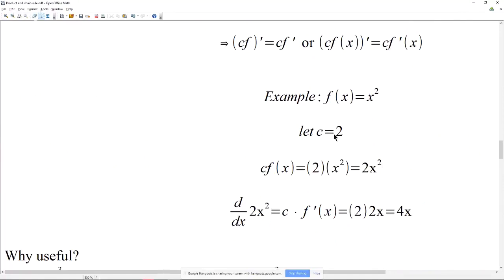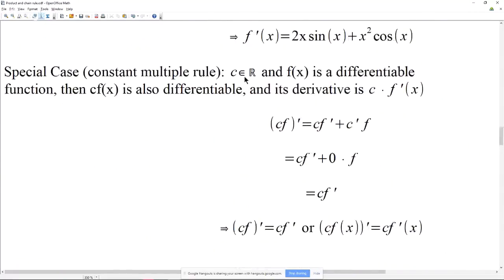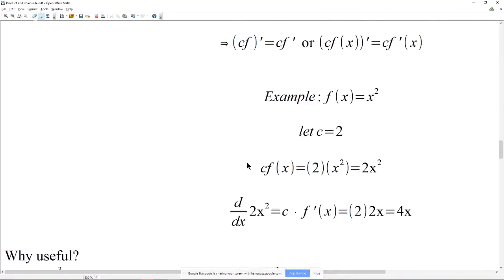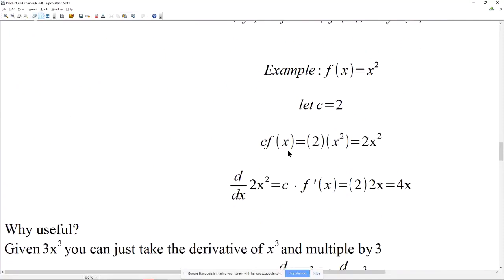So we have a constant, c equals 2. 2 is a real number, so it satisfies the condition: c is an element of the real numbers. I have a constant times a function, so I just stick in 2 times the function, 2x squared. We're good so far. And I take the derivative of 2x squared.